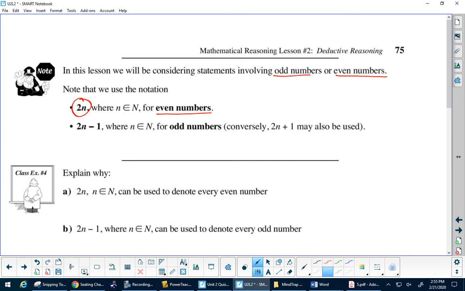Same thing, 2n minus 1 will always give you an odd number, or 2n plus 1 as well, because 2 times any number will be even, correct? Plus 1 has to be odd. Odds are 1, 3, 5, 7, 9.